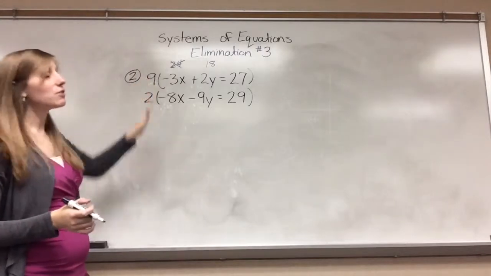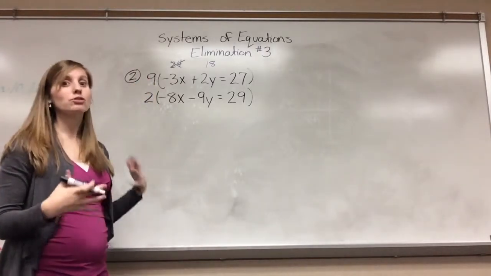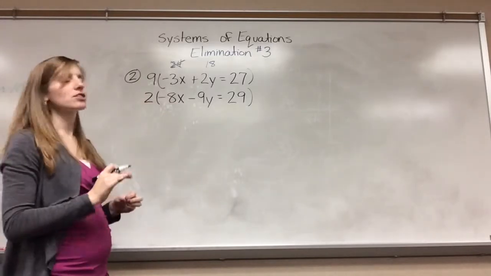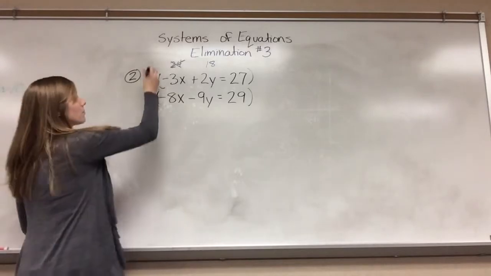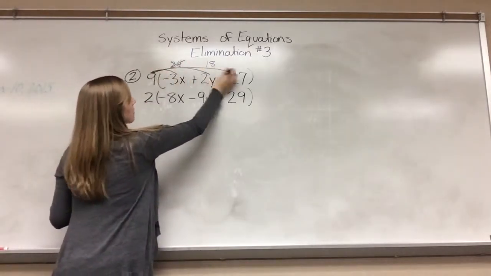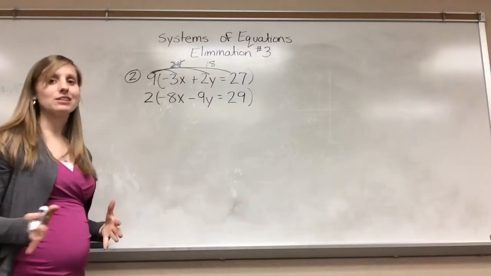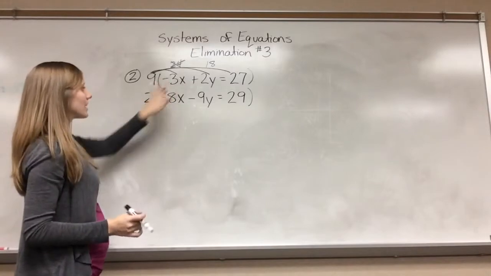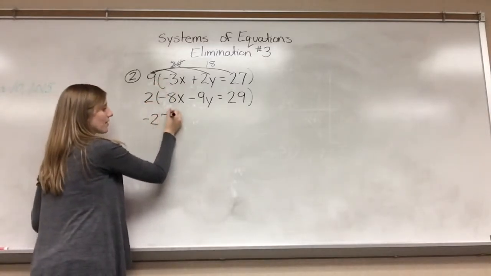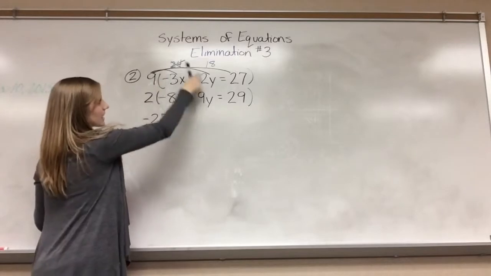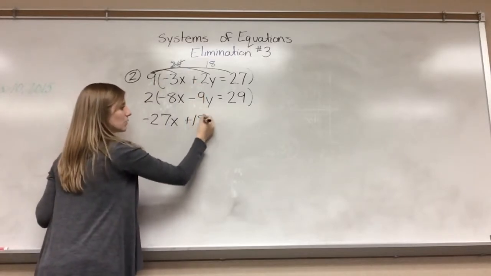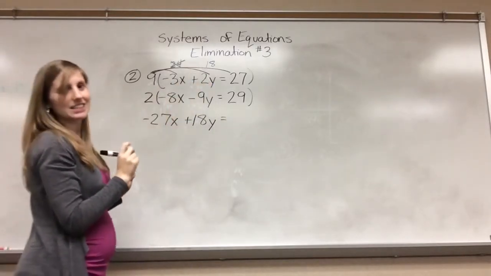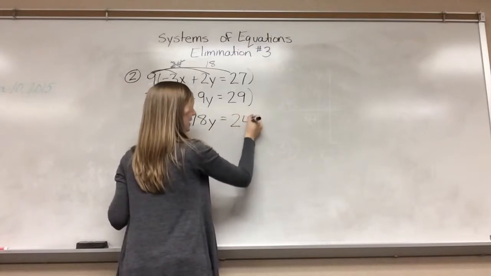So that means I don't need to multiply by a negative in this case. So don't change either of these. Leave them both as positive. The signs are already different, so you don't have to change the signs. So I'm going to multiply this first equation by positive 9. Now if you need to, go ahead and use a calculator for this. Some of the numbers get a little big. 9 times negative 3x is negative 27x. 9 times 2y is positive 18y equals 9 times 27, and I did this earlier, is 243.